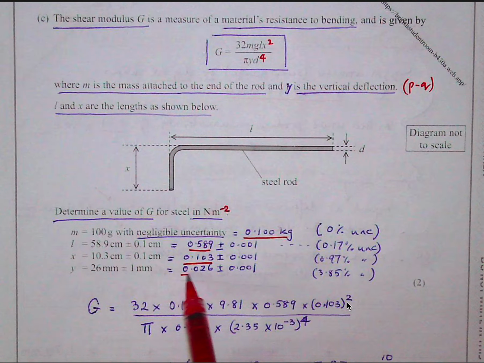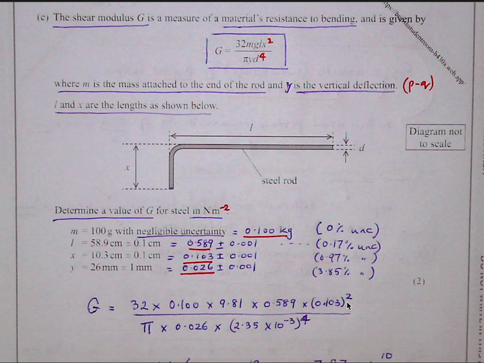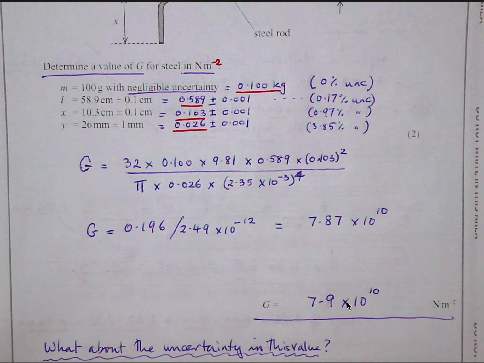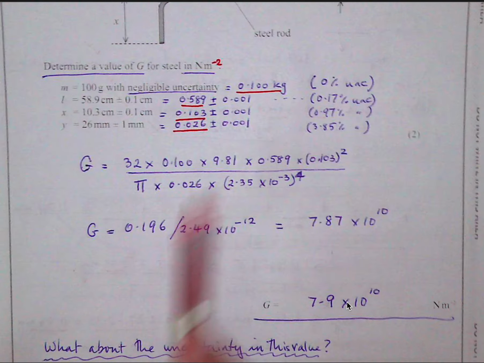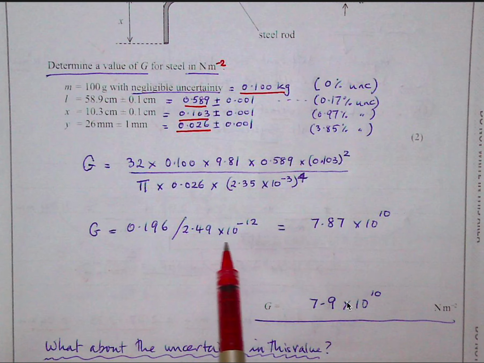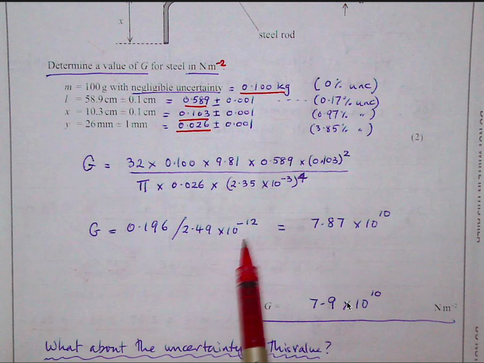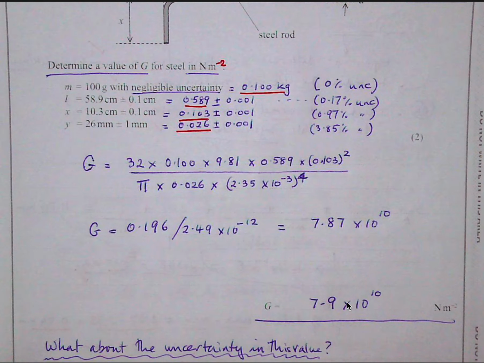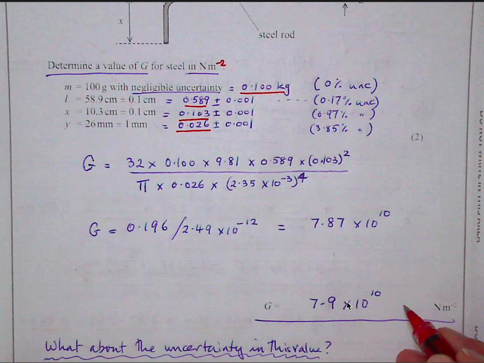Put all the numbers in the equation correctly. Remember, one is squared and one is the power of 4. I haven't bothered writing pi out, you put it in your calculator. The top comes to 0.196, the bottom comes to 2.49 times 10 to the minus 12, and the answer is 7.87 times 10 to the 10, so you can simplify it to 2 significant figures if you so wish.